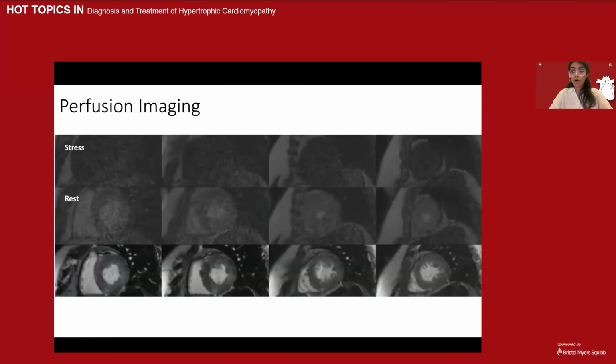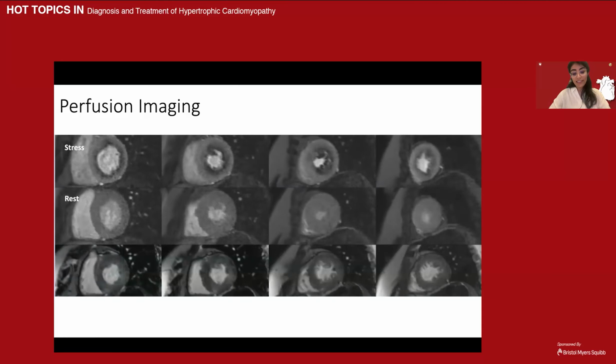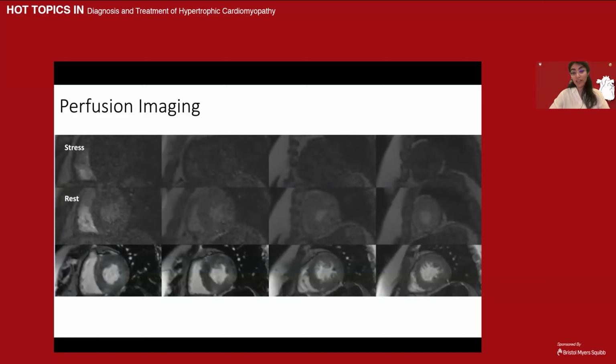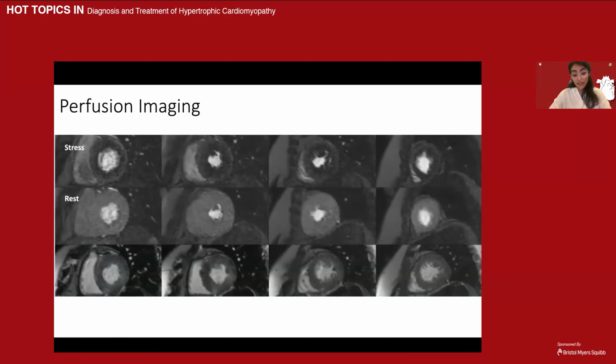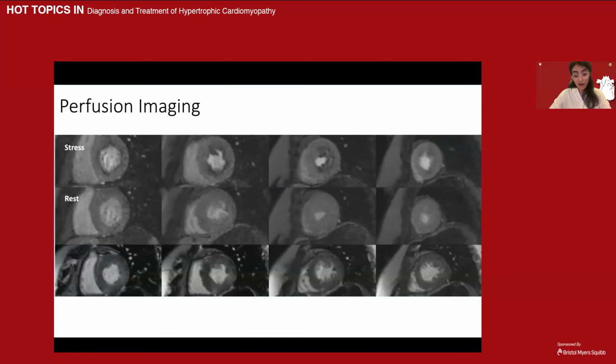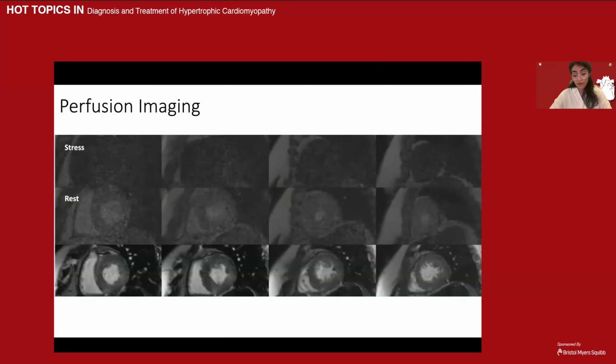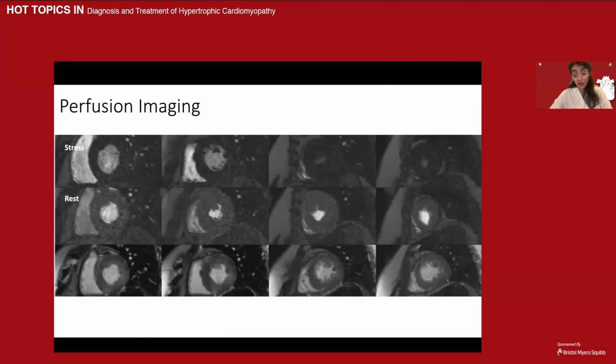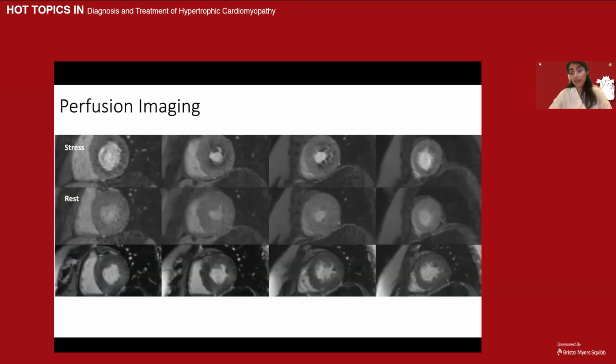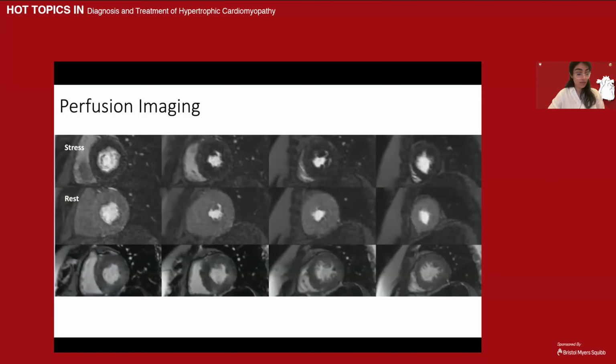And why this is important is because microvascular ischemia is thought to contribute to replacement fibrosis, progressive remodeling, ventricular dysfunction, and arrhythmogenesis. In other words, perfusion abnormalities may represent an earlier stage in the pathway that ultimately leads to scar formation.